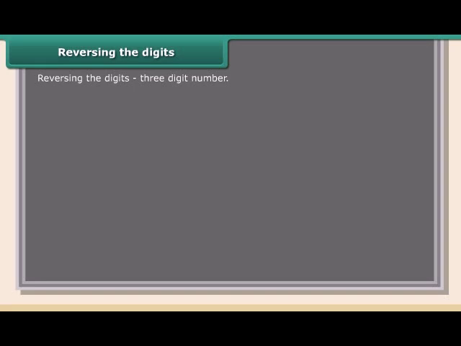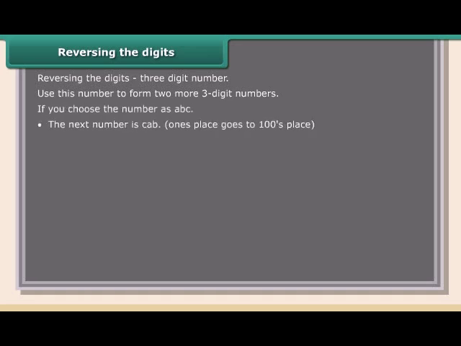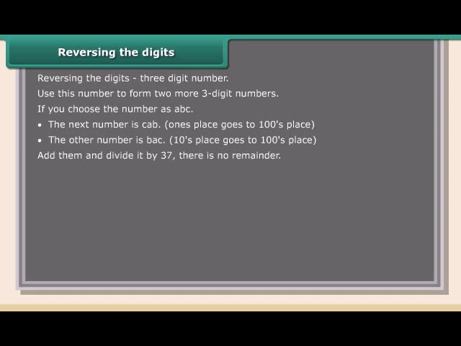Reversing the digits of a three-digit number. Use this number to form two more three-digit numbers. If you choose the number as ABC, the next number is CAB, where the ones place goes to the hundreds place. The other number is BCA, where the tens place goes to the hundreds place. Add them and divide it by 37.